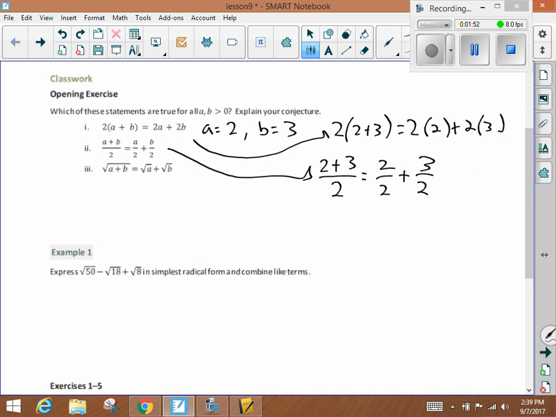It looks like we have a radical. We have the square root of (A plus B) equal to the square root of A plus the square root of B. Let's see if these two things are equivalent. Again, if we assume that A is 2 and B is 3, then this is the square root of 2 plus 3, and this is the square root of 2 plus the square root of 3. So we have the square root of 5. Is the square root of 5 equal to the square root of 2 plus the square root of 3?